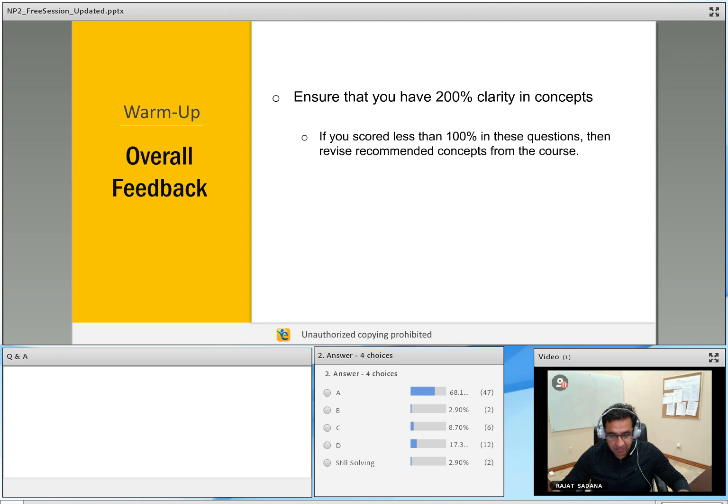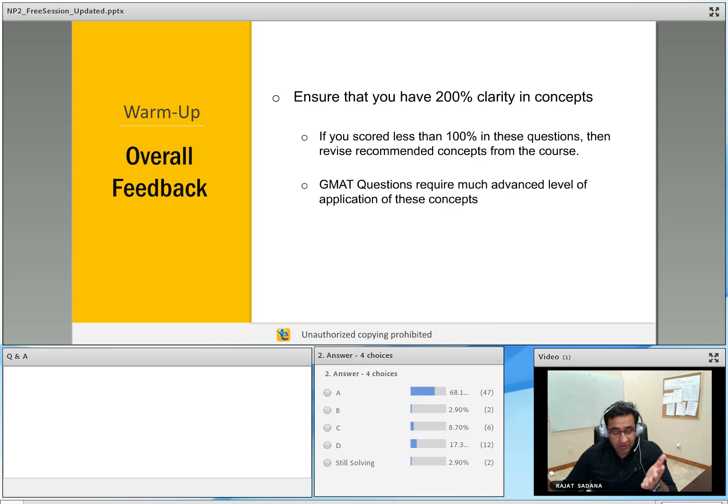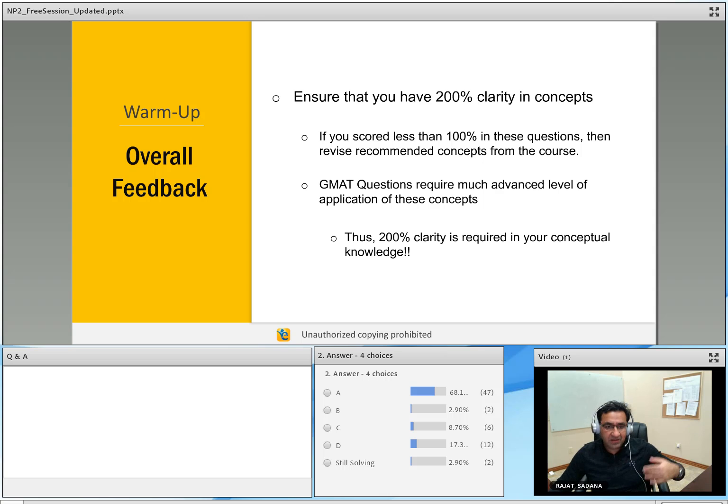to make sure that you have 200% clarity in concepts. So if you scored less than 100% in any of these concepts, then I want to make sure that you revise these concepts. And again, they are a part of your free trial, so you can easily revise them. But now we're going to move on to GMAT-like questions, which will use this application and take that application to that next level. So now you will have 5 answer choices.